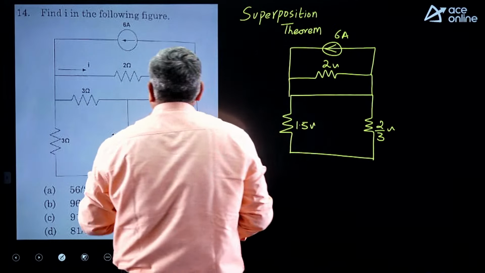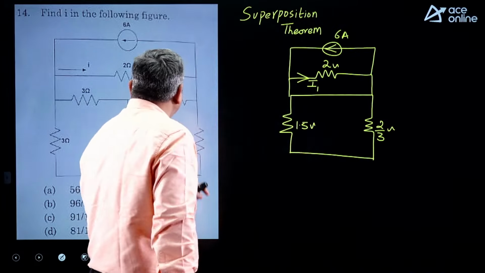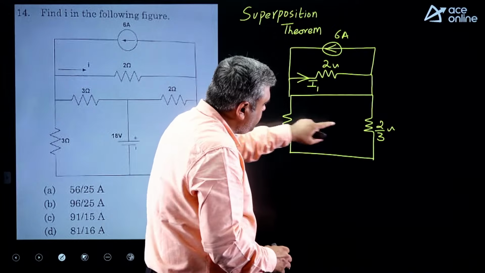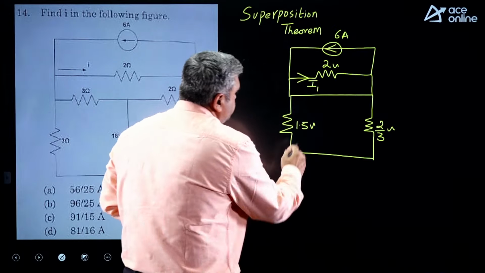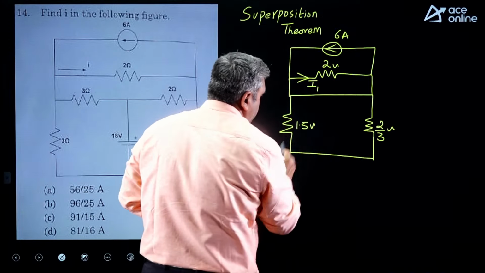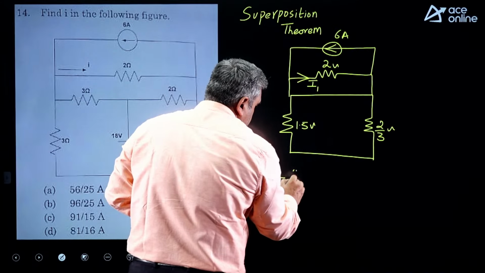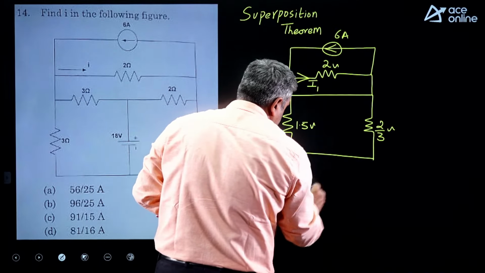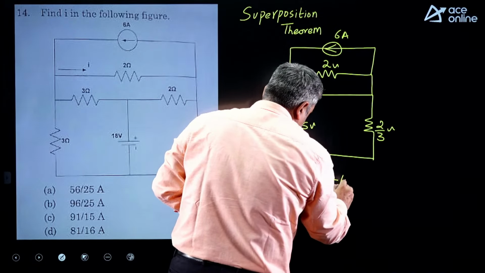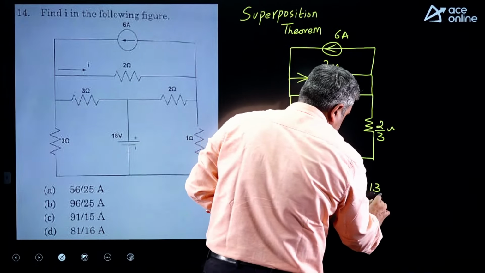And what is our response? We have to find the current across the 2 ohms resistor, which I am marking as I1. Across this branch, 1.5 and 2 by 3 are in series, and the combination will come in parallel. So this is like 3 by 2 added with 2 by 3, which becomes 9 plus 4 divided by 6. So it will be 13 by 6 ohms.